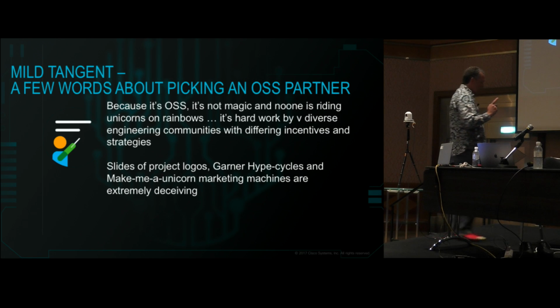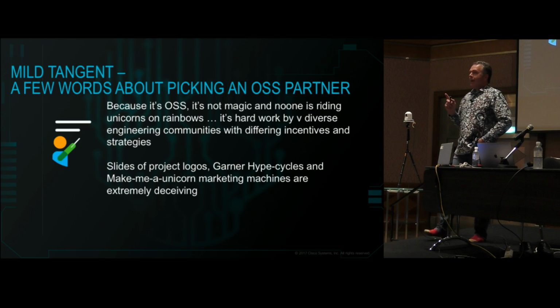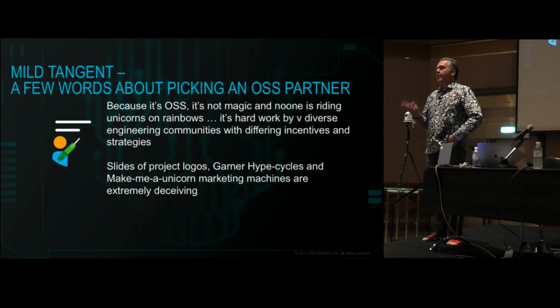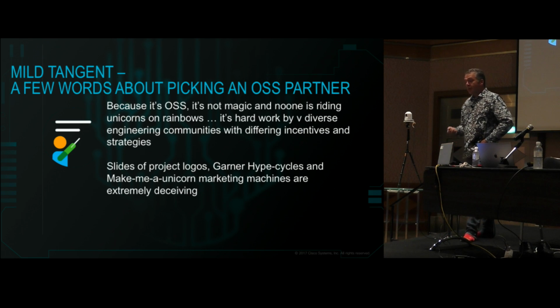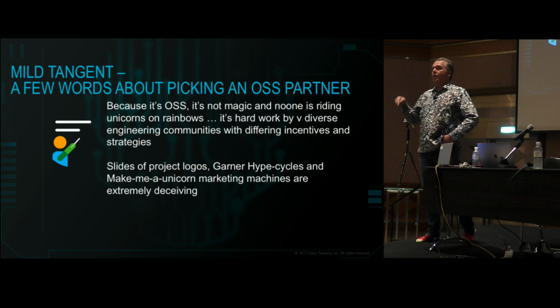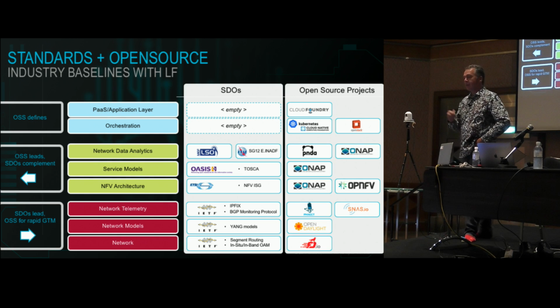A mild tangent at this point, which is how to pick an open source partner. No matter what you hear in marketing, or whatever the case might be, and even in this conversation, because it's open source, it doesn't mean it's magic. Nobody's riding unicorns over rainbows just because it happens to be open source. Remember, it's just code, which means it's the output of people's extremely hard work to solve a problem. And there's a number of startups, certainly where I'm from in Silicon Valley, banking on becoming a unicorn based upon the Gartner hype cycle associated with that open source community, so beware.